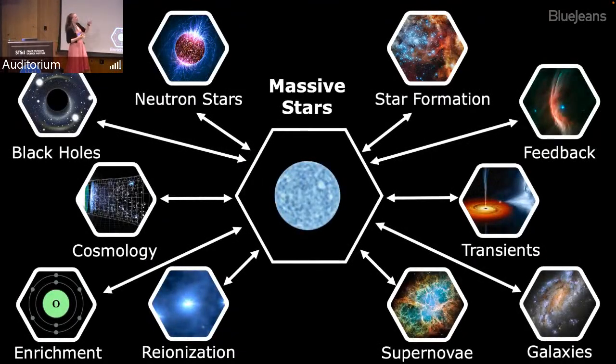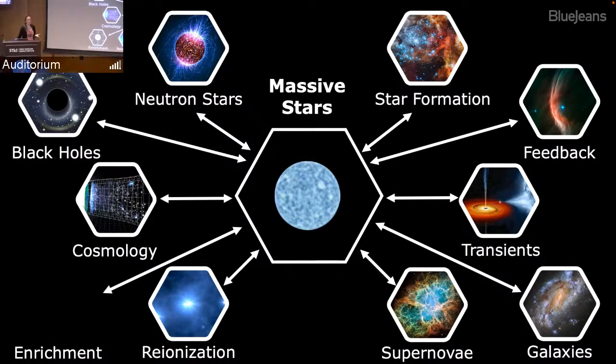So they, for instance, trigger and trace star formation. Their massive winds produce a lot of feedback. They cause transients like supernovae and often outshine star-forming galaxies. They might be super important for the reionization of our universe. And when these stars die, they create black holes and neutron stars. But maybe most interesting, they are responsible for the production of all the oxygen that we breathe here on Earth.